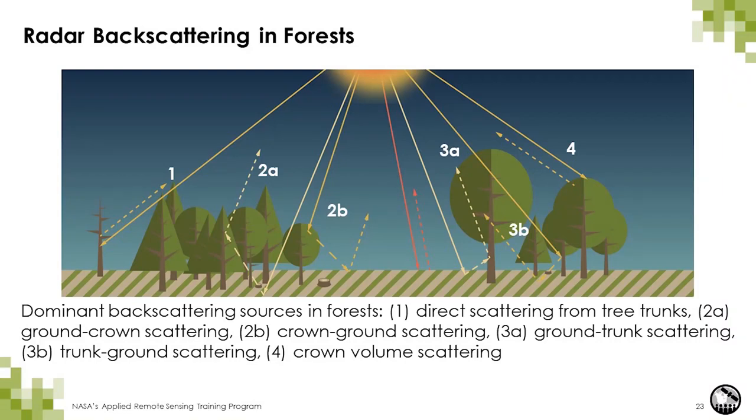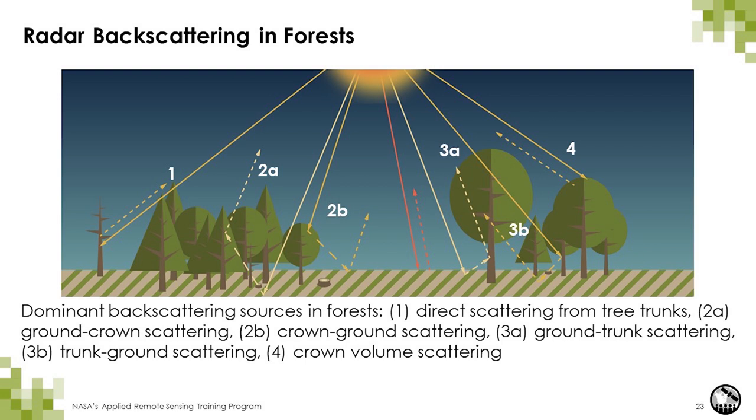So now let's switch a little bit. We've talked about the radar parameters, we've talked about the surface parameters, we've talked about the interaction of the radar signal with surface components. We've talked about some of the issues that you need to account for, such as geometric distortions and speckle. Now let's talk about the radar backscattering in forest and what that signal looks like in forest. But let's first talk about some of the basics.